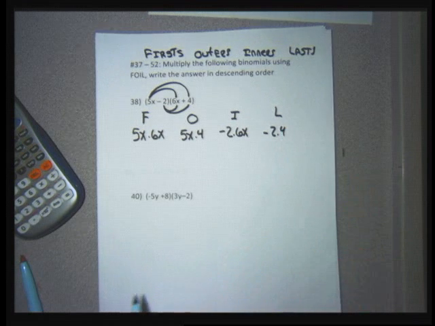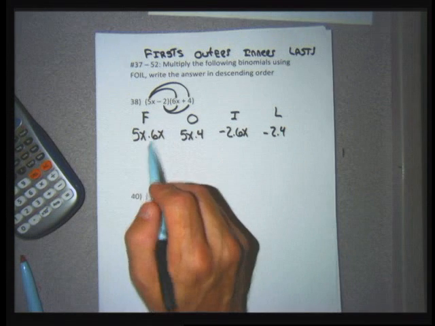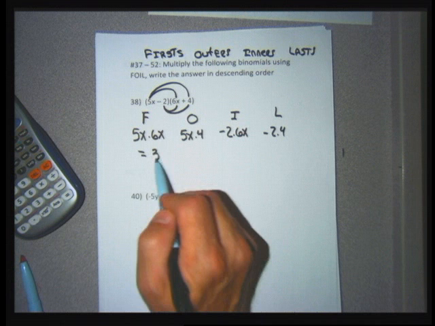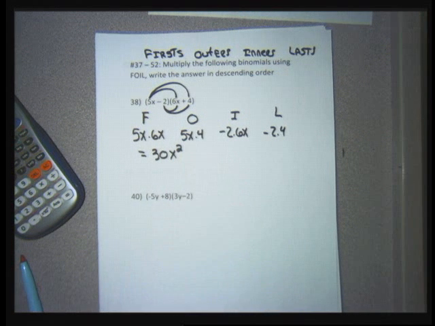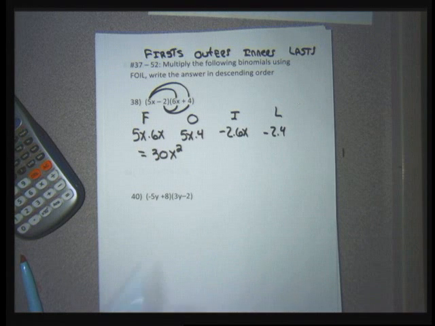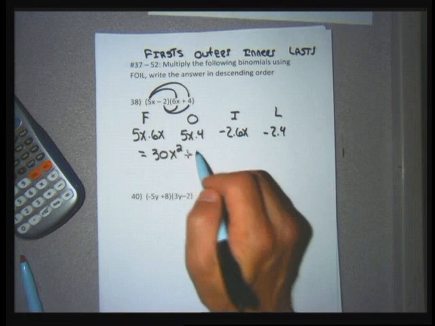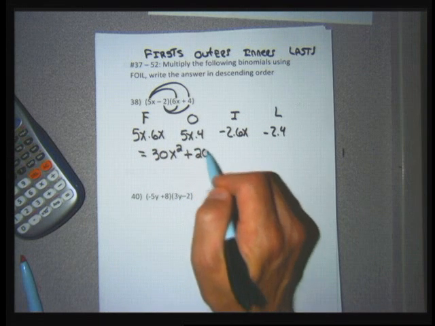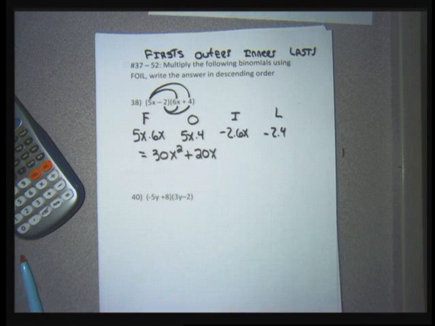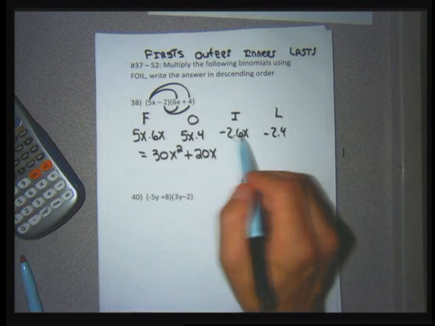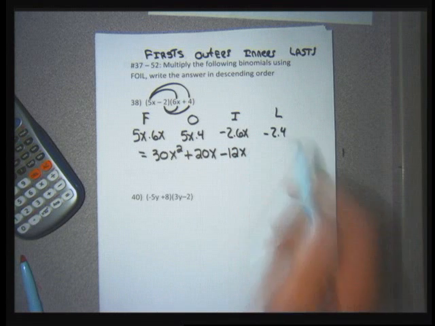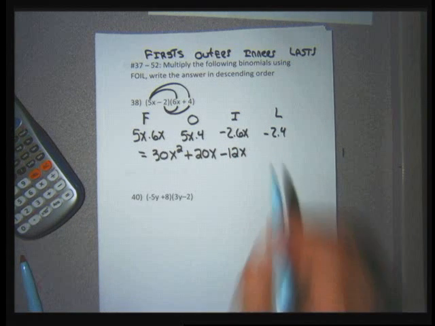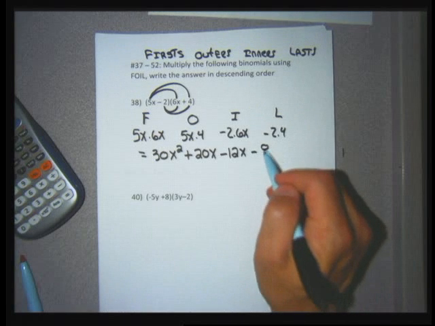Now I'm going to do my multiplications. First multiplication, I multiply the 5 and the 6 and get 30. I add the exponents on the x's and get an x squared. Second multiplication is a positive, so I'm going to put a plus sign. I'll multiply the 5 and the 4 and get 20. Leave the x alone. Third multiplication, multiply negative 2 times 6 and get negative 12. Leave the x alone. Last multiplication, negative 2 times 4, and you get negative 8.